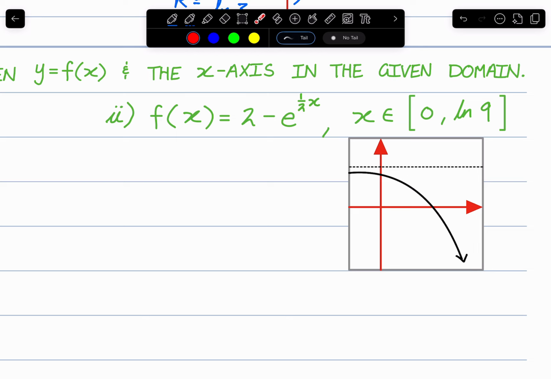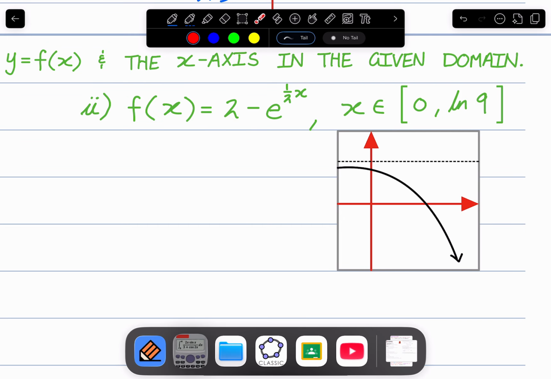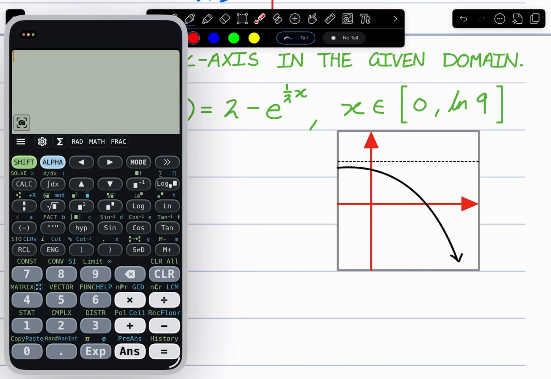And because we don't quite know where this is, the reason what I'm trying to get at is we're integrating from 0 to ln 9. So if we were to take a decimal approximation of ln 9, it's 2.1, 2.2. So now I don't know if the x-intercept is before, at, or past that.